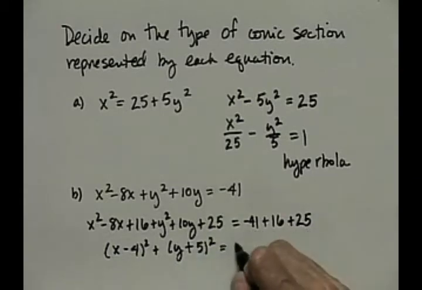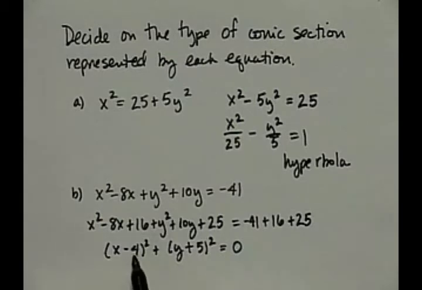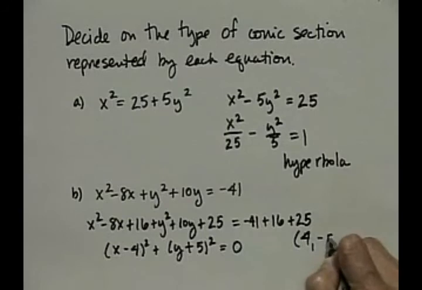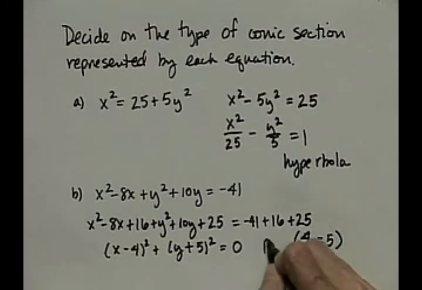Now this sum is 0. And so there are two ways to describe the resulting equation. You can consider it just a point, (4, negative 5), or I can call it a circle of radius 0 with center (4, negative 5). And both descriptions result in the same graph.